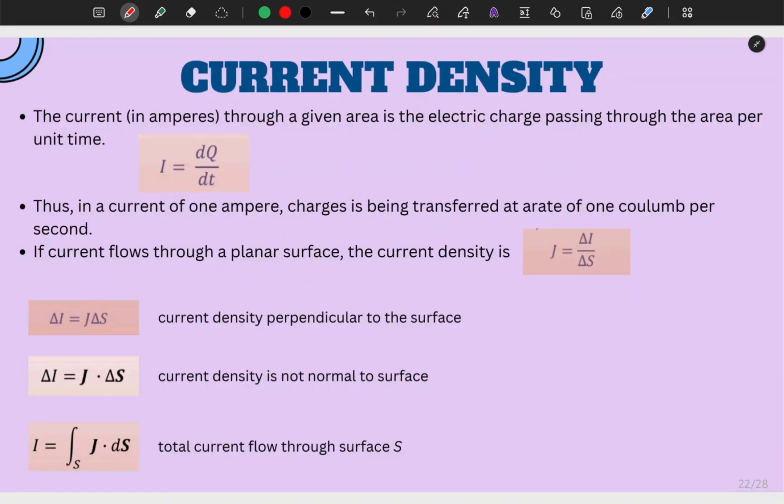Next is current density. The current through a given area is the electric charge passing through the area per unit time. Thus, in a current of 1 ampere, charges are being transferred at a rate of 1 coulomb per second. If current flows through a planar surface, the current density is in this equation. If the current density is perpendicular to the surface, we use this equation. And if current density is not normal to surface, we use this equation. And if total current flows through surface S, we use this equation.